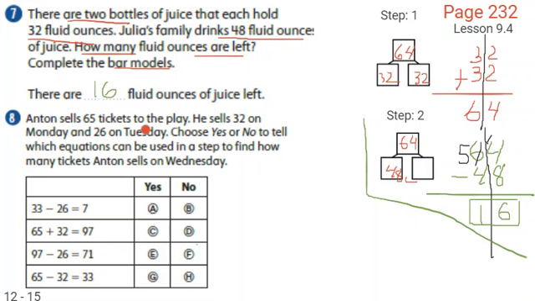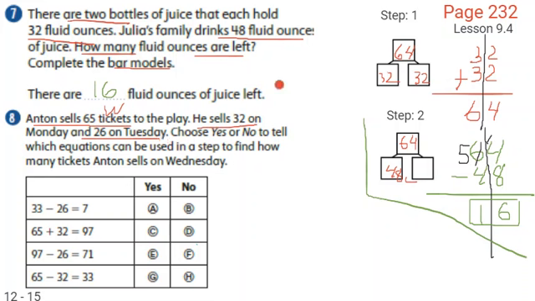So we're going to read number 8. Anton sells 65 tickets to the play. He sells 32 on Monday and 26 on Tuesday. Choose yes or no to tell which equations can be used in a step to find how many he sells on Wednesday. This is interesting. Let's take a look at this. Anton sells 65 tickets to the play. That's how many he sold in total. So I'm going to say that's that whole. The play. He sells 32 on Monday and 26 on Tuesday.